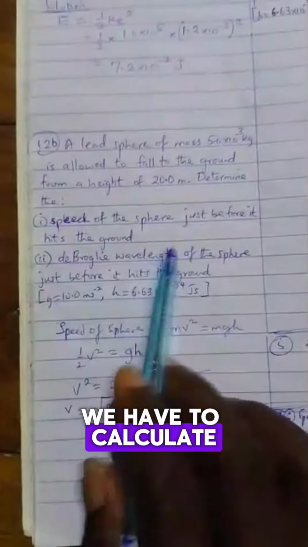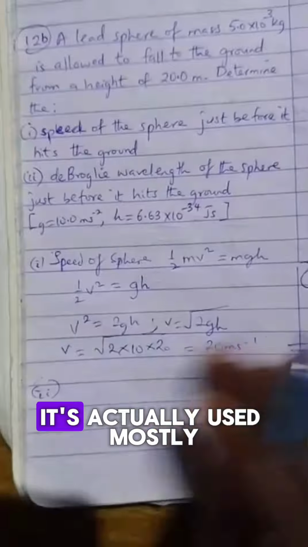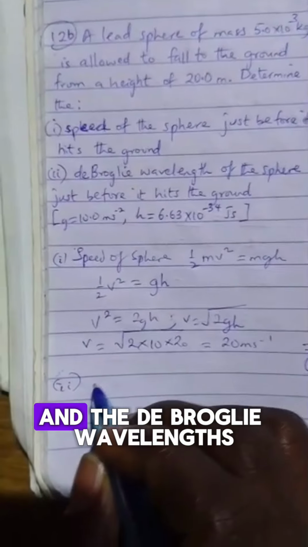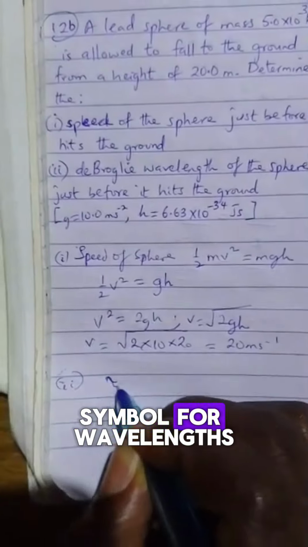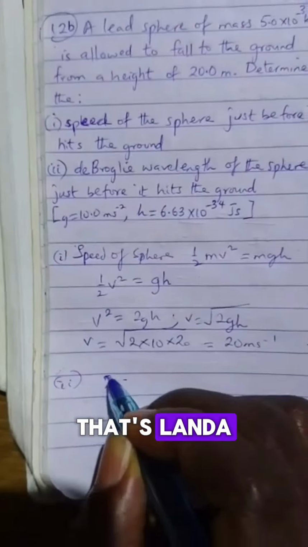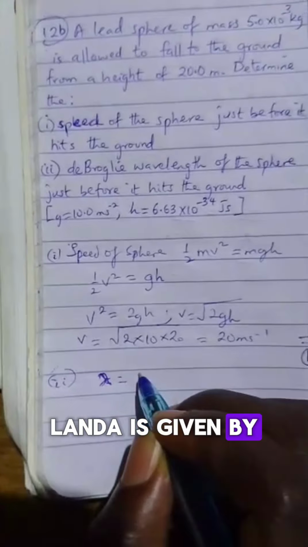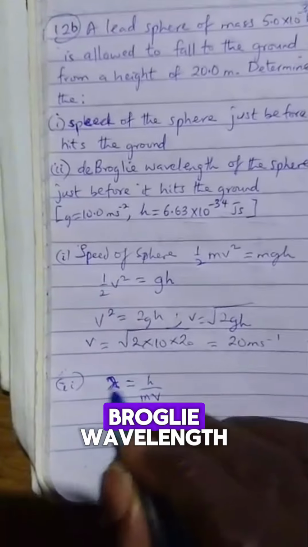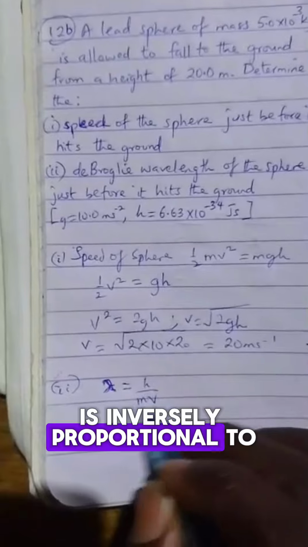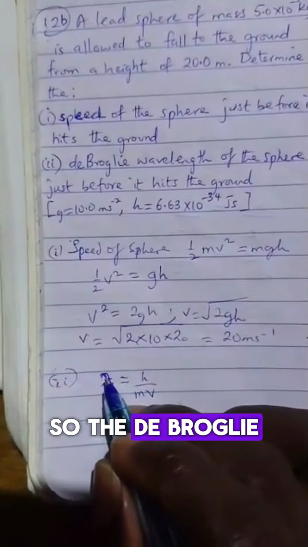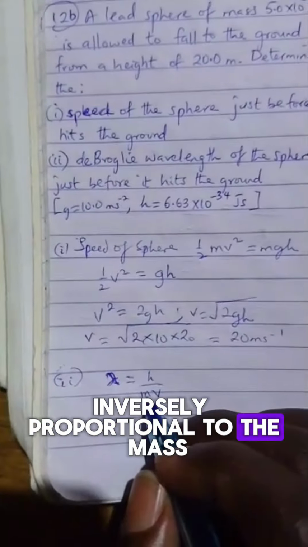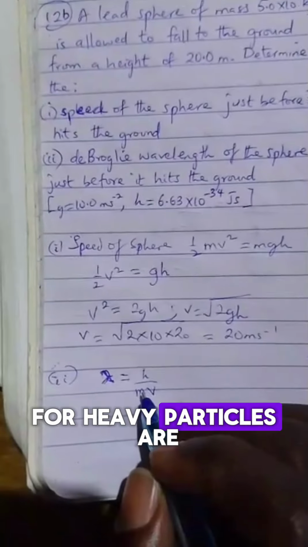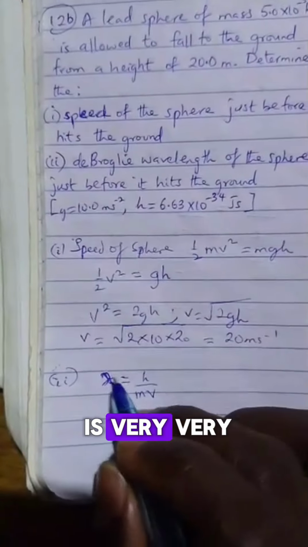So next up, we have to calculate the de Broglie wavelength of the sphere. It's actually used mostly for microscopic particles. The de Broglie wavelength, symbol for wavelength, that's lambda. Lambda is given by Planck's constant all over the mass times the velocity. Alright, so the de Broglie wavelength is inversely proportional to the momentum, and so inversely proportional to the mass. So for heavy particles with greater mass, the de Broglie wavelength is very, very small.